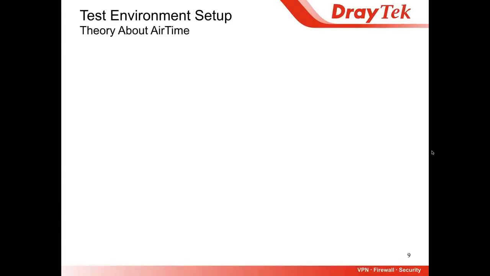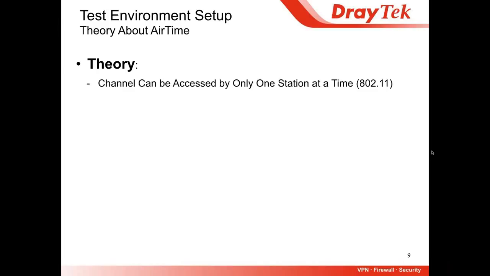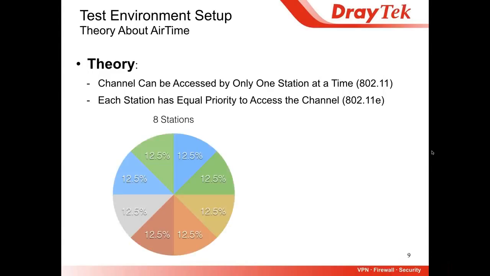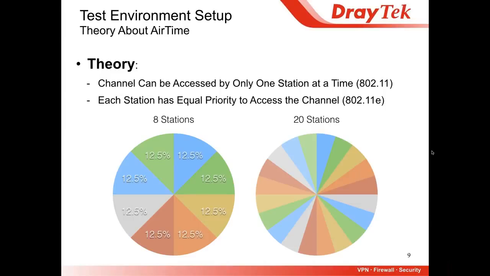Before we show you the test result, I want to talk about the theory about airtime. Theory number 1, each channel can be accessed by only one station at a time, and each station has equal priority to access the channel. So if the theory works, in our case we have 8 stations, they should use the airtime equally. And if we have 20 stations, we don't list out the percentage. You can just see it. It's a beautiful figure. They have the same percentage of the time.